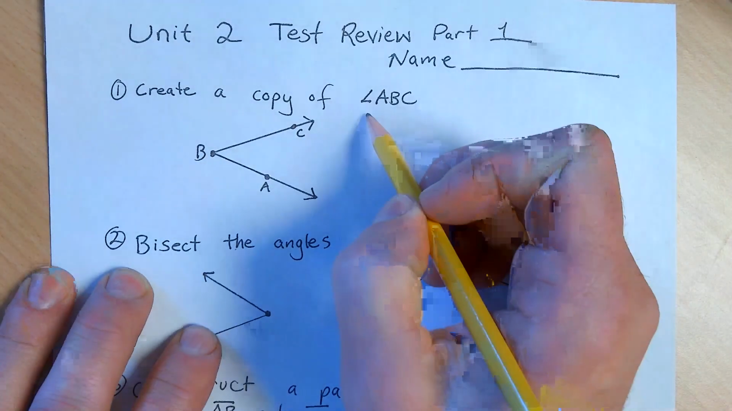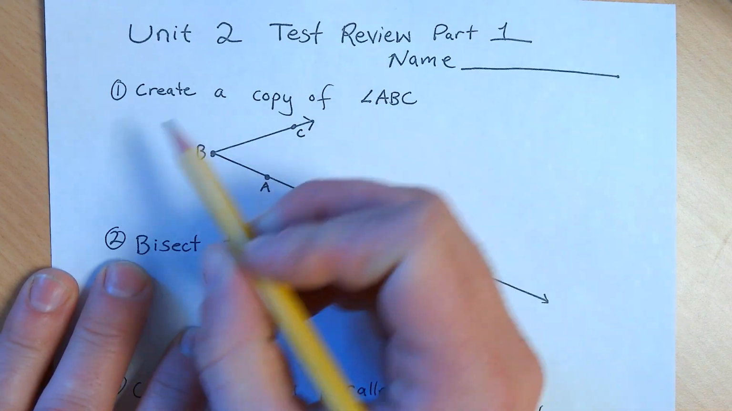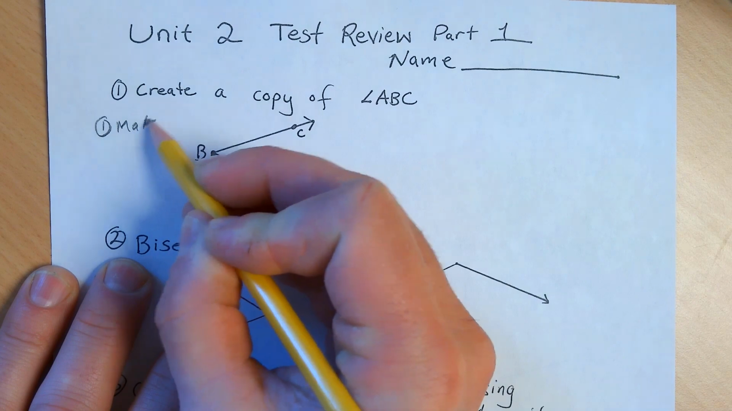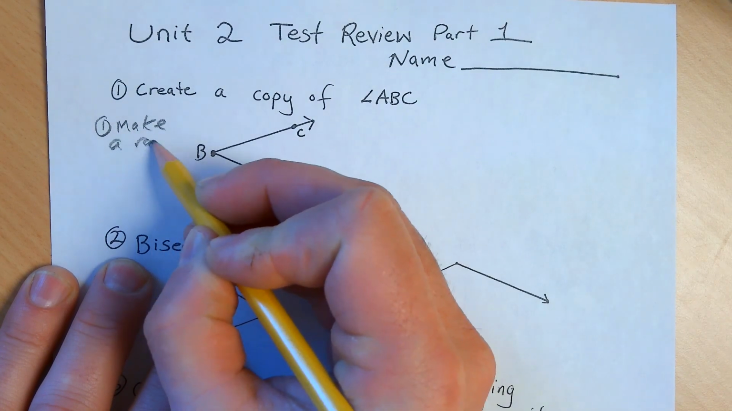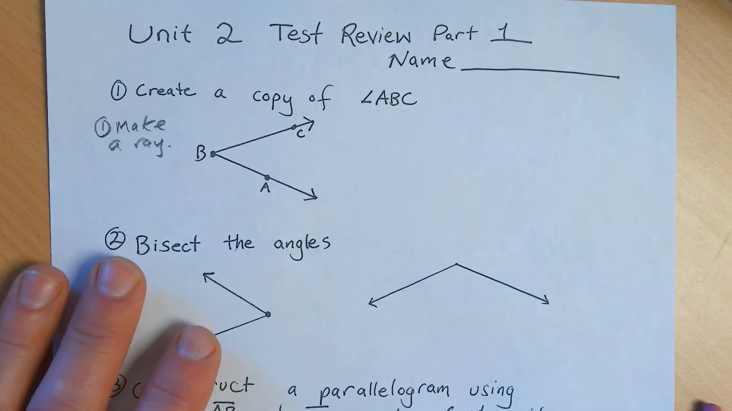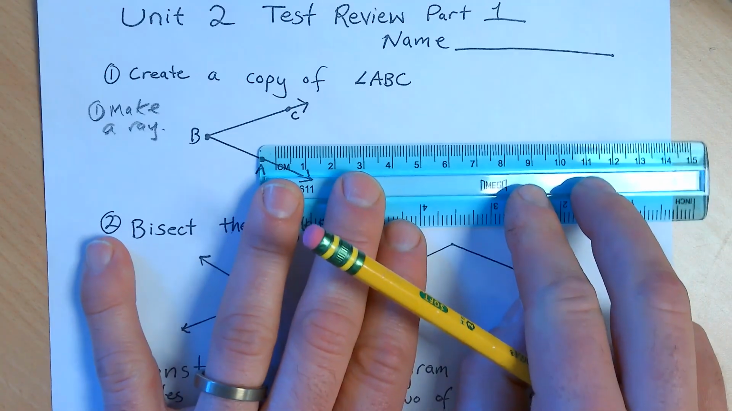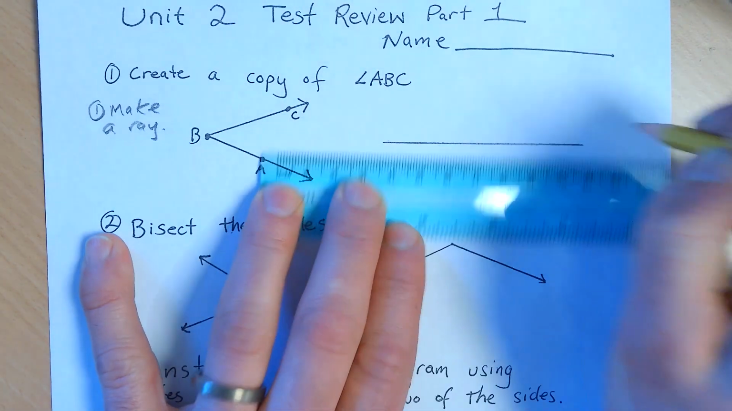Okay, create a copy of angle ABC. Step 1. Make a ray. Need something to copy it onto. Let's make a ray.